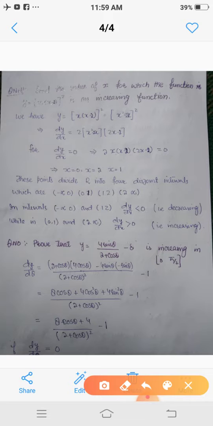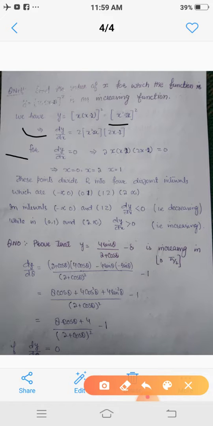Now we have y equals x into (x minus 2) whole square, which implies that we can write this, by multiplying, as (x square minus 2x) whole square. Now its derivative, that is dy by dx, is 2 into (x square minus 2x), because by differentiating, firstly the power, then we have to differentiate the base, that is x square minus 2x, and its differentiation is 2x minus 2.